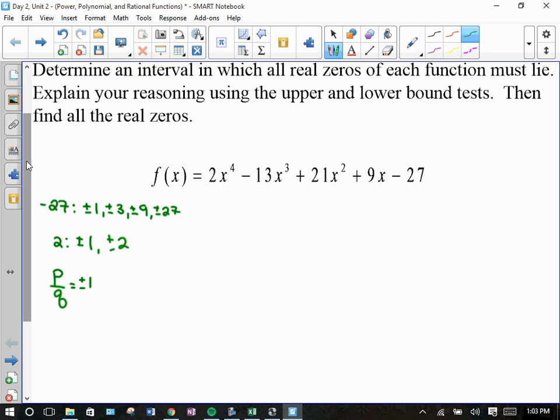Okay, plus or minus 1, plus or minus 3, plus or minus 9, plus or minus 27, and then plus or minus 1/2, plus or minus 3/2, plus or minus 9/2, plus or minus 27/2.